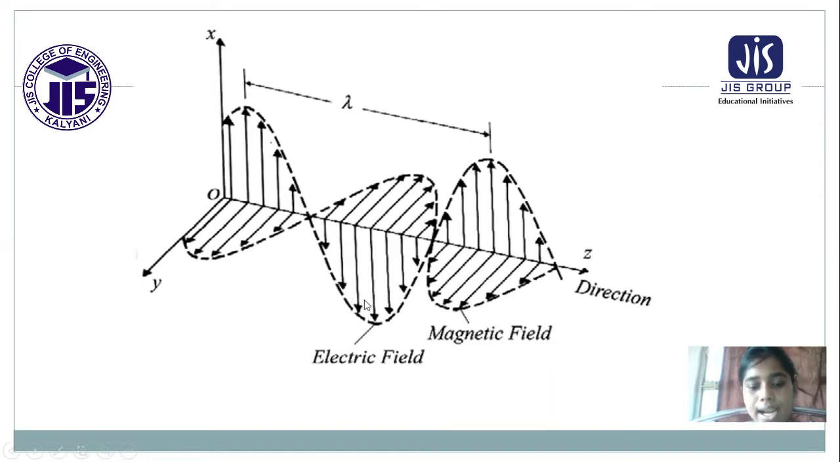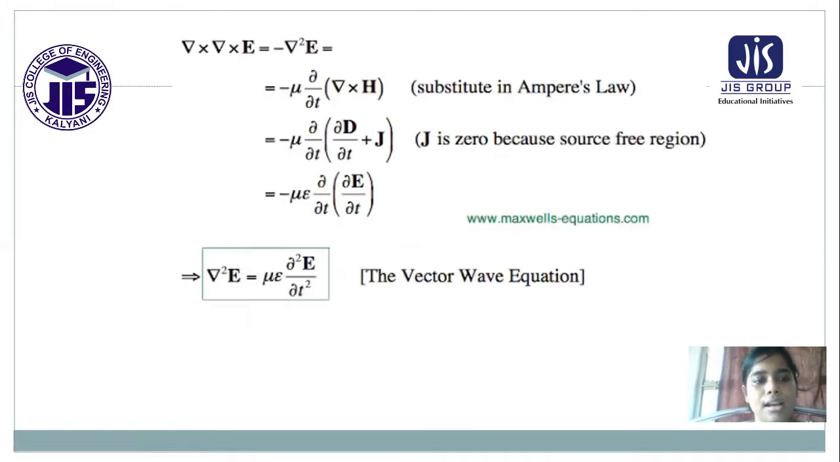One is the electric field and the other is the magnetic field. Here, nabla cross nabla cross E equals back minus cap. B means, if we consider the nablas as A, B, and C, then B(A dot C) minus C(A dot B). That means minus nabla square E is equal to minus mu del T of nabla cross H.